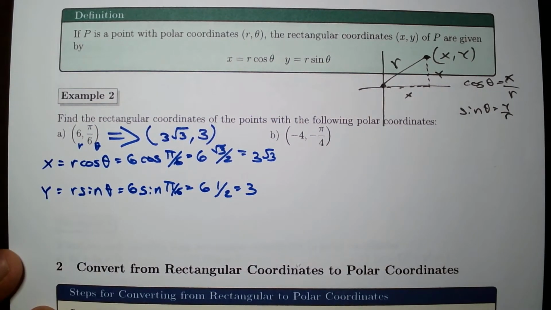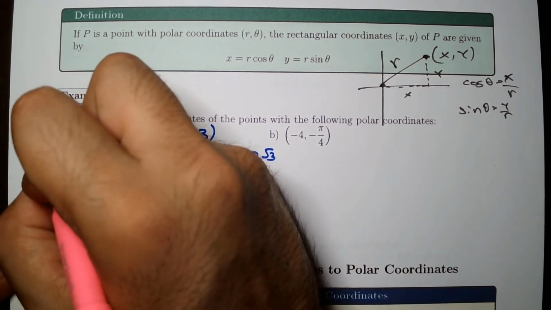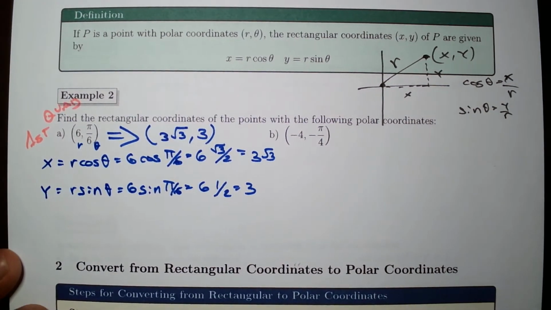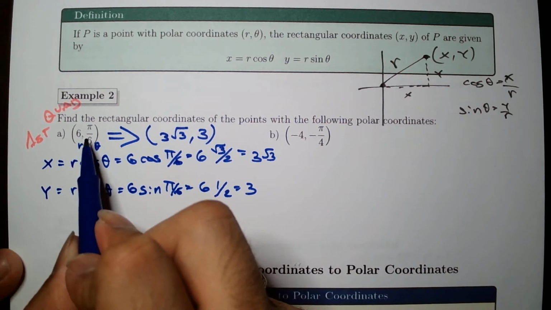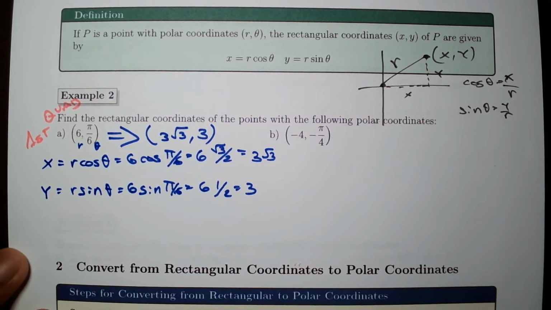It's worth mentioning that this point is in the first quadrant. It matters, you'll see why in a second. So the signs have to match. An angle of π/6 is in the first quadrant, and as for the radius, it doesn't matter, it's still going to be in the first quadrant.